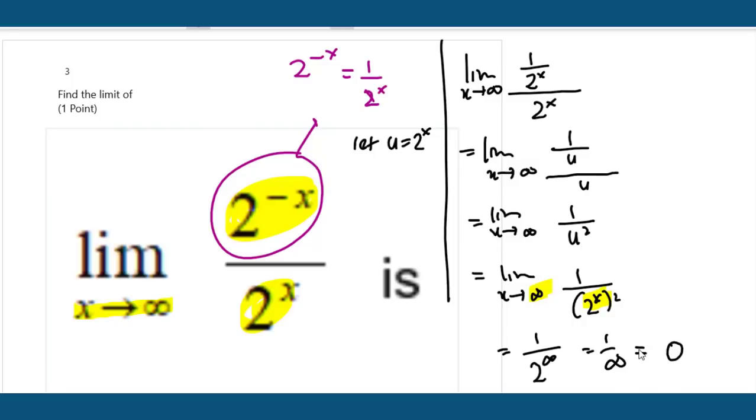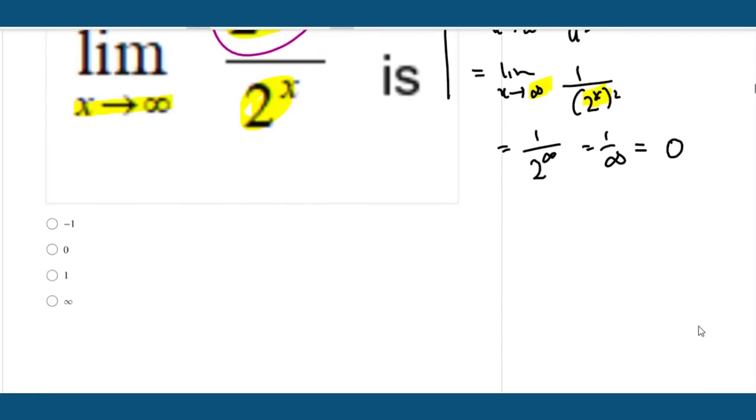Let's say you have 1 ringgit, divided among 100 students. Of course, you get almost 0, right? So this one is equal to 0.